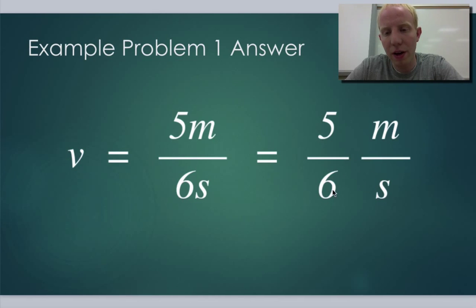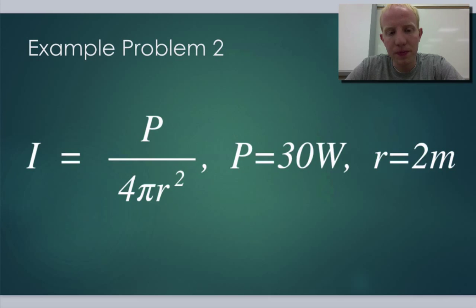And so if you want to write your answer properly, we want you to separate the units out like that. All right, let's do another example. Let's say you have an equation where I is equal to P over 4 pi r squared, and P is equal to 30 watts, and R is equal to 2 meters. Again, we're going to take this P equals 30 watts and plug it in right there, and R is equal to 2 meters and plug it in right there. Okay, so let's see what happens when we do this.